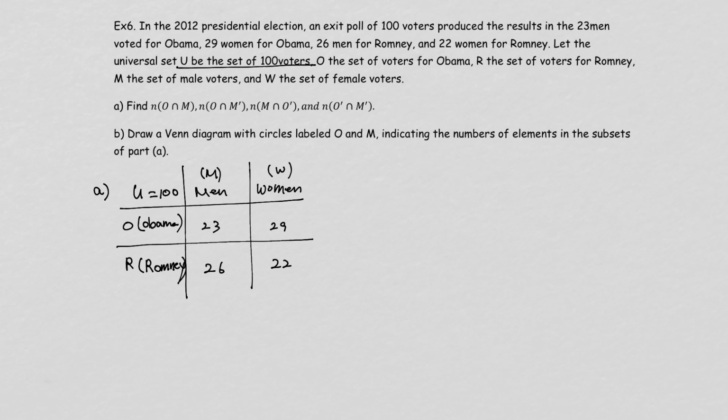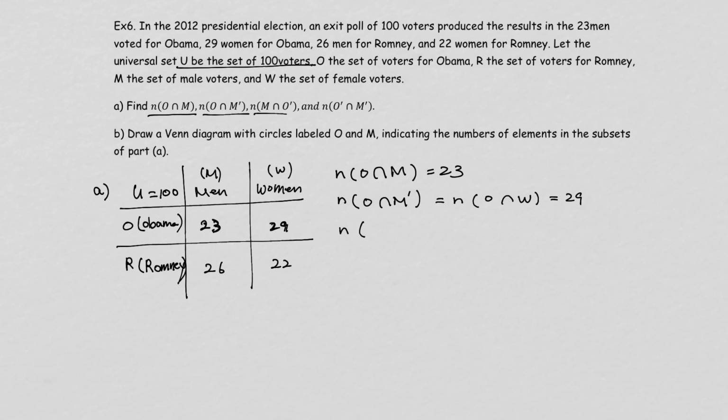Now, the first question is asking for the number in the intersection of Obama, the people who vote for Obama, and men. So the men who vote for Obama right here, right? Just the men who vote for Obama. That's going to be 23. What about the number of voters that vote for Obama but are not men? That's the same as the number of voters who vote for Obama and are women, which is going to be 29, right?